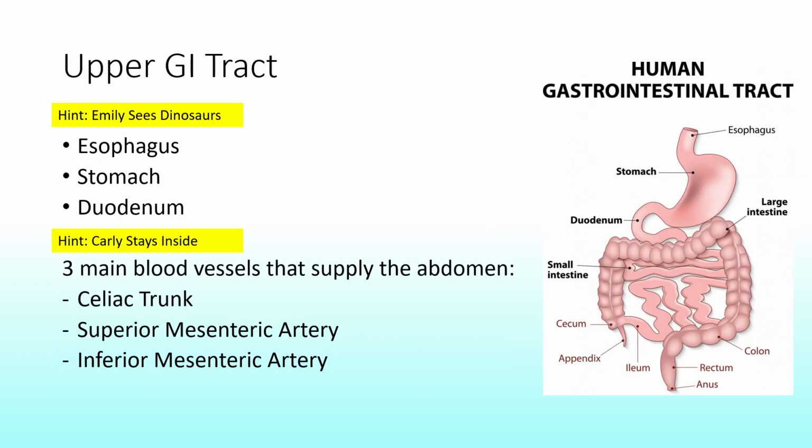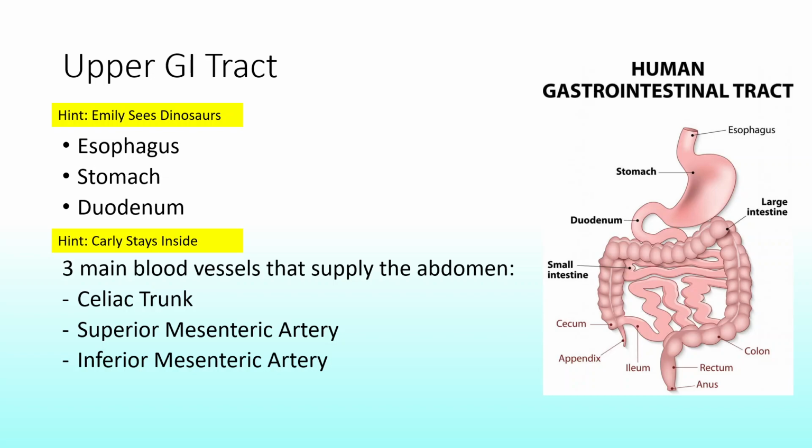The upper GI tract consists of the esophagus, the stomach, and the duodenum. So a hint is Amyloides dinosaurs. There are also three main blood vessels that supply the abdomen. This includes the celiac trunk, the superior mesenteric artery, and the inferior mesenteric artery. So another mnemonic is Carly stays inside.